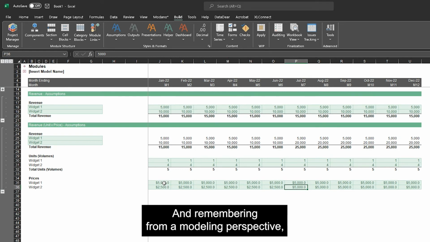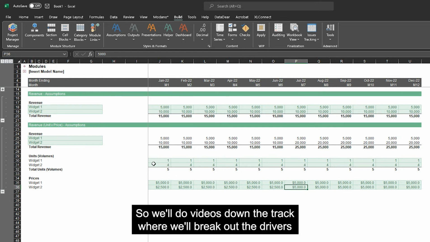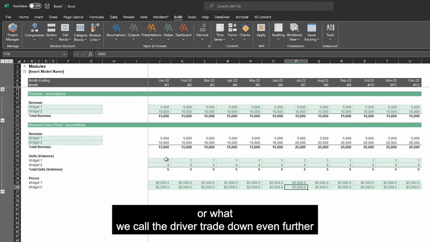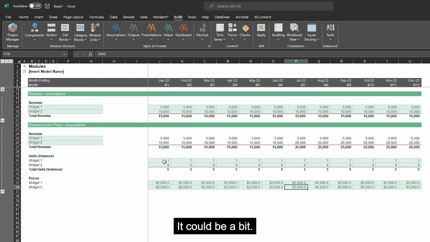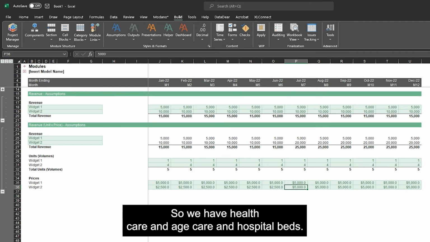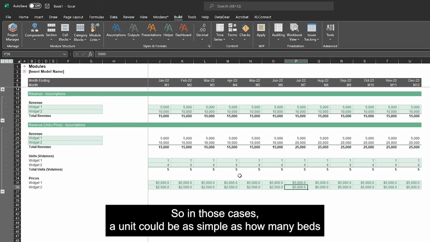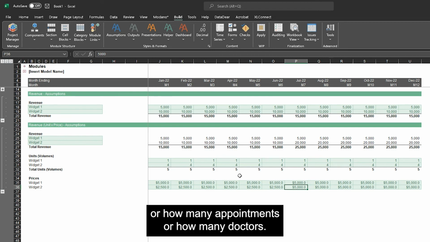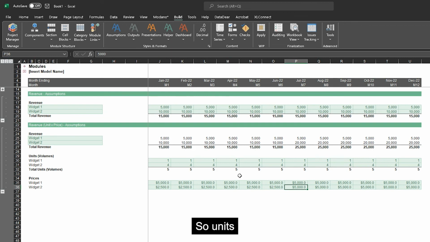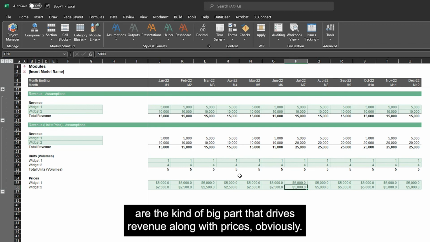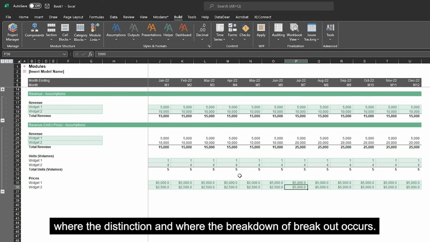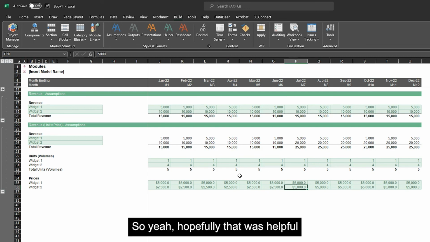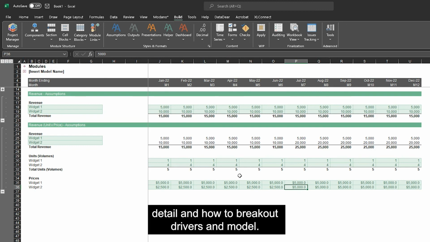And remember, from a modeling perspective, the first level of drivers is always units and price. We'll do videos down the track where we break out the drivers, or what we call the driver tree, even further, so that we can understand that units can be many things. Depending on the business you're working in, it could be a bed. We work in health a lot, so we have healthcare, aged care and hospital beds. In those cases, a unit could be as simple as how many beds, or how many appointments, or how many doctors. Units are a big part of what drives revenue, along with prices, and with changes in units and changes in prices, it's very important to understand where the breakdown occurs. So hopefully that was helpful in teaching some basic revenue and driver detail and how to break out drivers in a model.